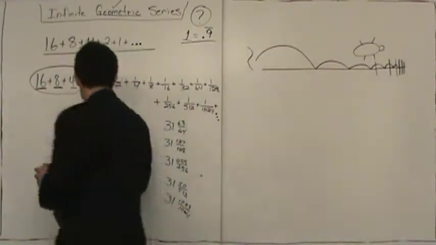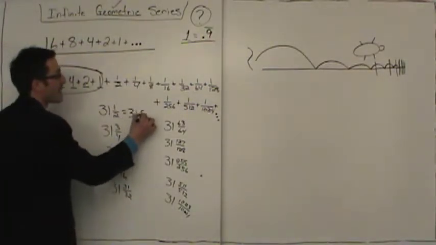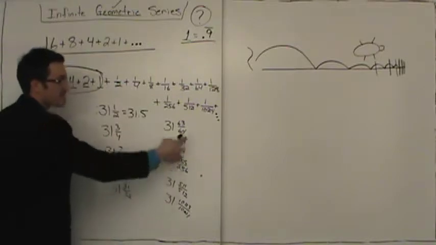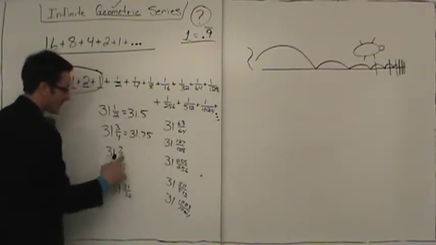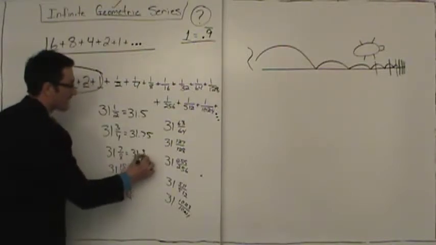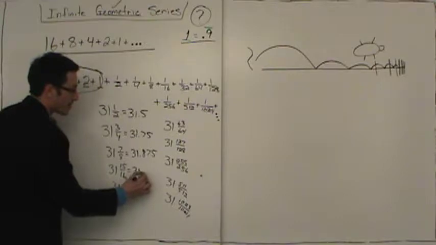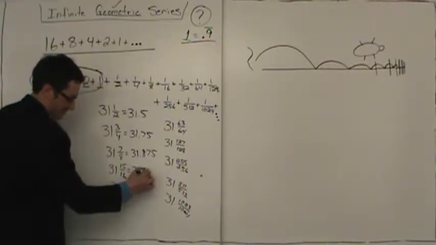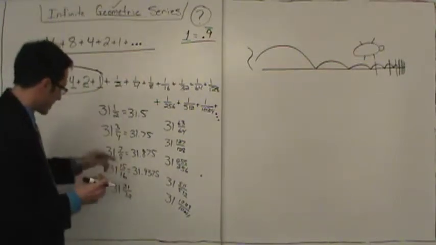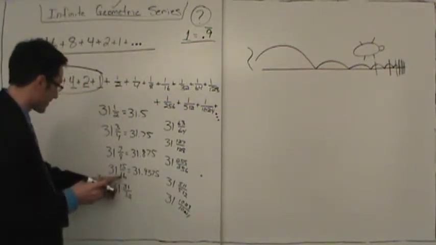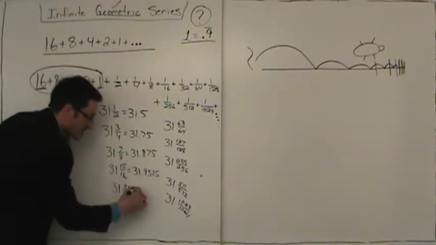Let me show you in decimal form. Maybe you can see it now. Watch. 31 1/2 is 31.5. Now I'm going to start estimating when I get further along. 31 3/4 is 31.75. 31 7/8 is 31.875. 31 15/16 is 31.9375, I believe. So I'm going to start estimating now.